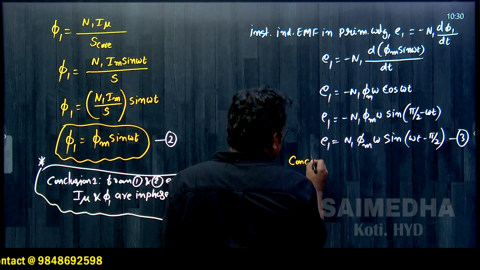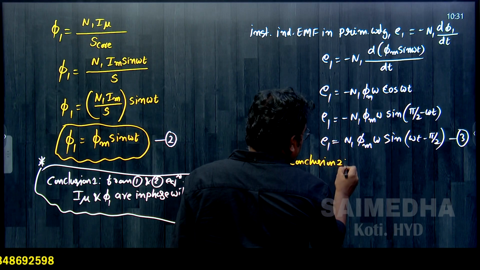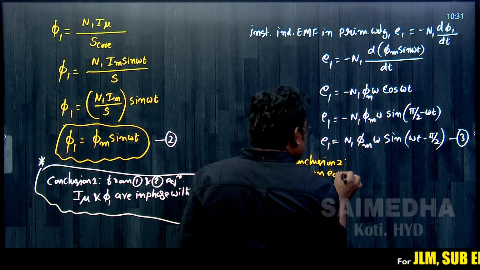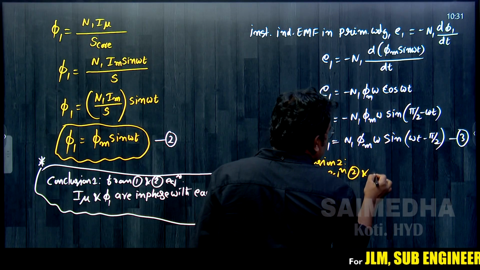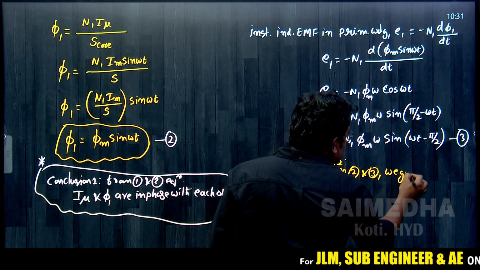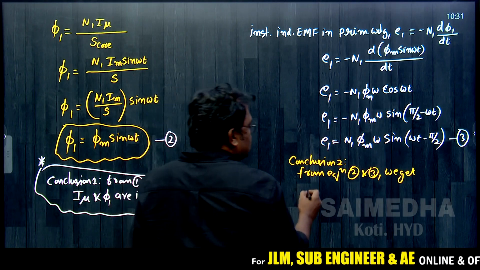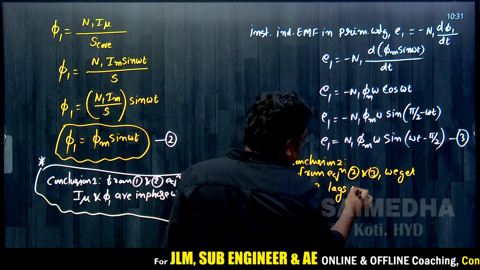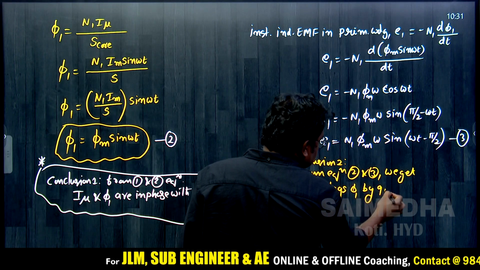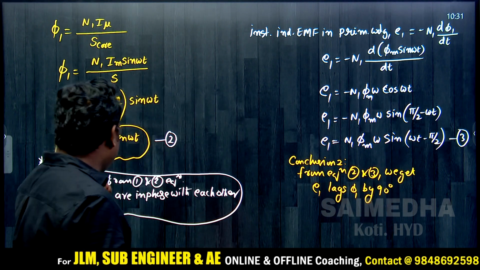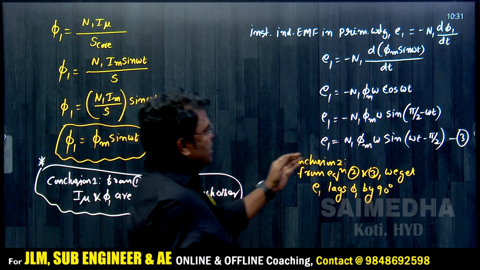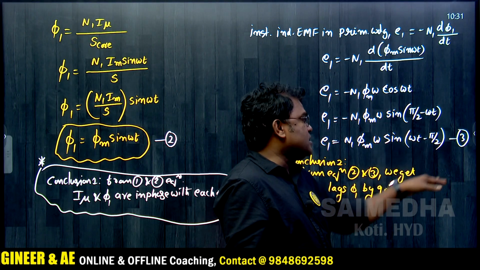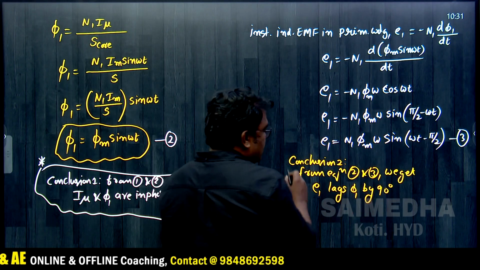So now, conclusion 2. This one is from equations 2 and 3. We get that the induced EMF E1 lags the flux phi 1 by 90 degrees. Here the flux is phi m sin omega t, so E1 becomes N1 phi m omega sin(omega t minus pi by 2). Minus means lagging, so that's why E1 lags the flux phi 1 by 90 degrees.